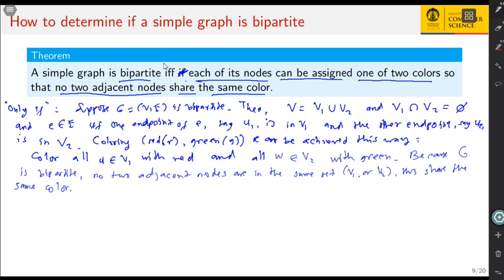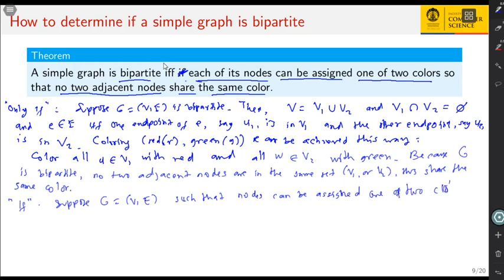Now, what about the other direction? So the if direction. Suppose G is a graph such that nodes can be assigned one of two colors, say red and green, such that no two adjacent nodes share the same color.